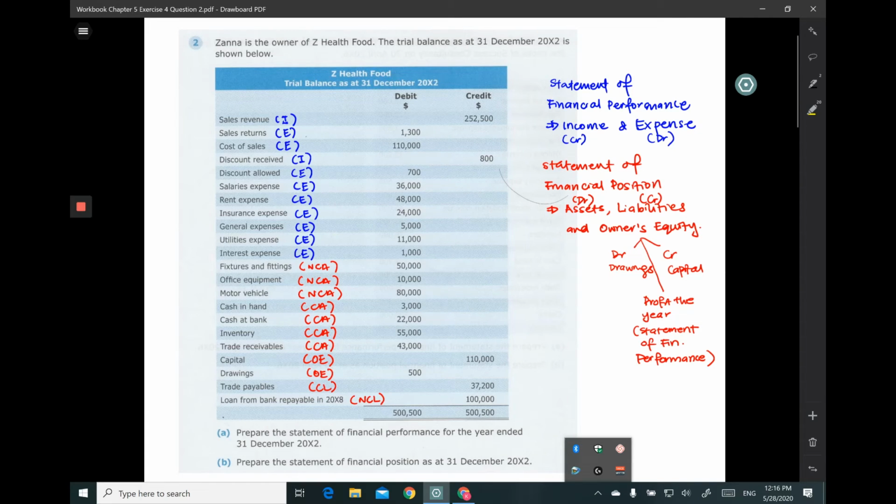All right, I'm done with the labeling. The good thing about this question is that there's no adjustment for you to do. So once you're done with the labeling, you can go ahead and do the two statements.